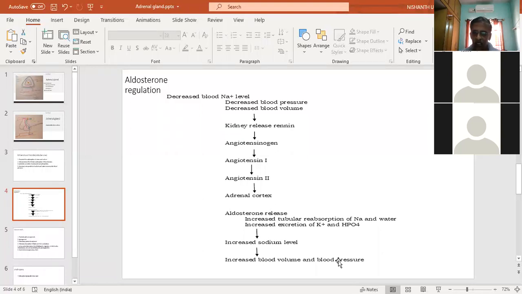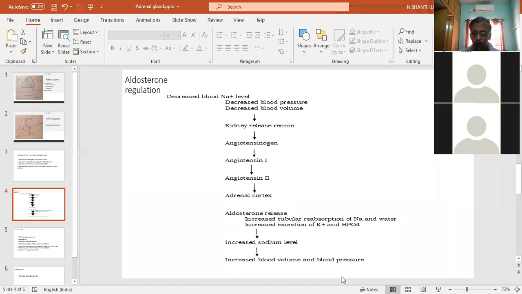Whenever such a situation exists, the body will start to produce aldosterone. The zona glomerulosa will release the aldosterone, and that aldosterone will reabsorb the sodium and the water, and thereby our blood volume as well as the blood pressure will increase.